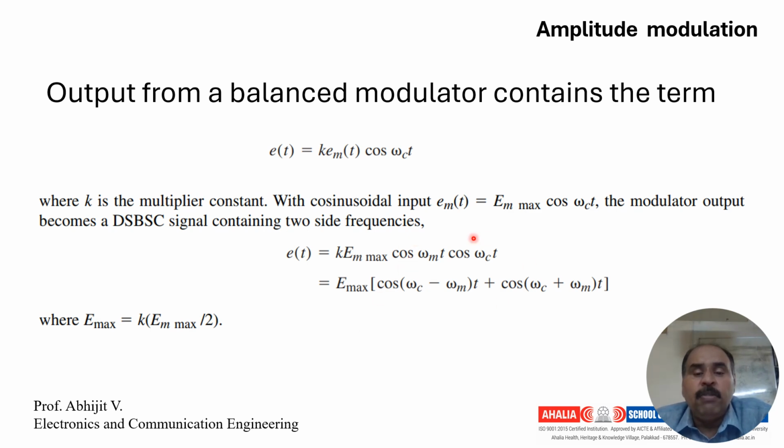E of t is equal to K EM max cos omega m t cos omega c t. Using the trigonometric relation for cos A cos B, we get E of t equal to E max times cos of omega c minus omega m t plus cos of omega c plus omega m t. You get the addition and subtraction components, and EM max by 2 into K we make into a single constant term called E max. Is that clear?